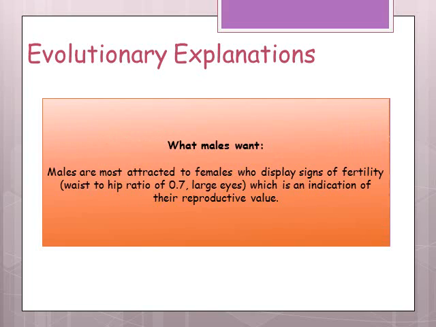Whereas men want women that display signs of fertility. So a waist-hip ratio of 0.7, large eyes, big lips, because they're an indication of their reproductive value. They're saying that women will be able to reproduce and carry future offspring.